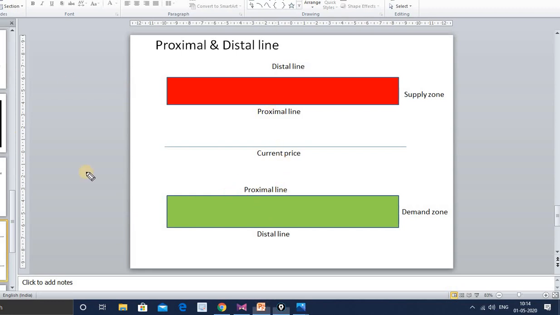This one is the demand zone, and this one is the supply zone. It's already written here. For the supply zone, relative to the current price, this one is the proximal line, and the distal line is the line furthest away. For the demand zone, the line closest to the current price is again the proximal line, and the one further away is the distal line.